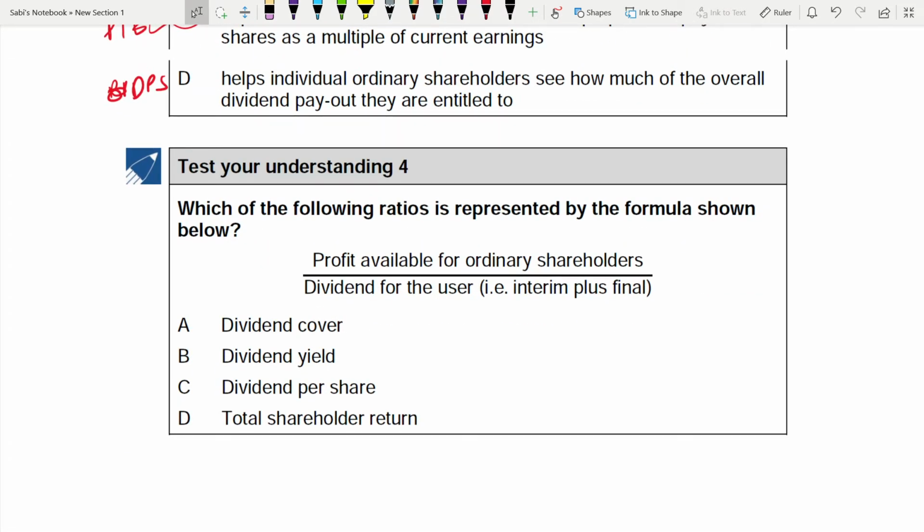Which of the following ratios is represented by the formula shown below? This is why you have to know the formula for each and every one, not just one. Can you see? This is how it will come in your multiple choice in section A of your exam. The formula is given: profit available for ordinary shareholders divided by dividend for the year, interim plus final. Right? The right answer is dividend cover.